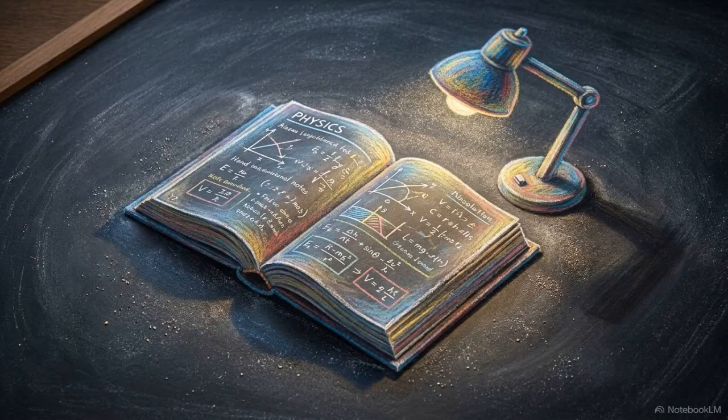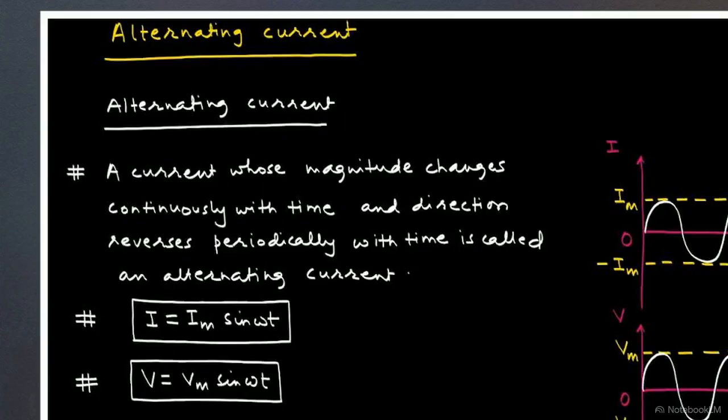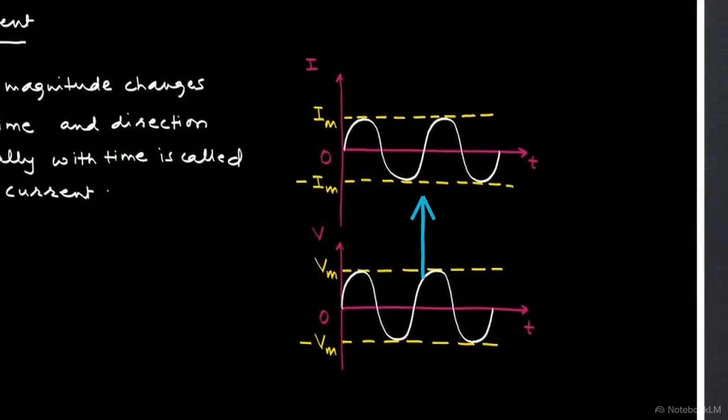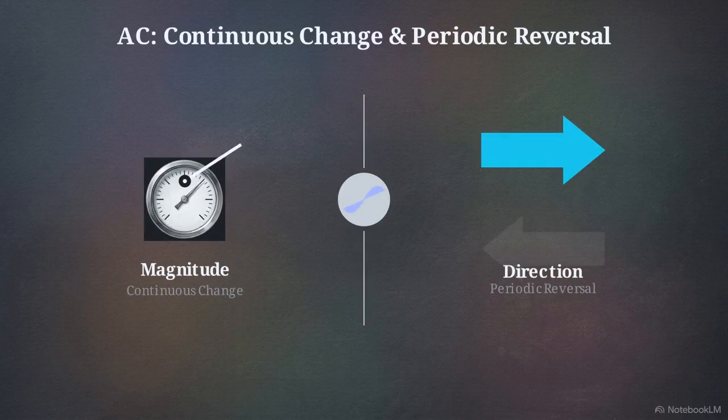To see how this infrastructure works, we first need to define what this oscillation looks like in formal physics. These foundational notes lay out the rule. An alternating current is defined as a current whose magnitude changes continuously with time and whose direction reverses periodically with time. The power level is never static, changing every millisecond, and the flow of electrons must flip backwards. These two constraints, continuous change in pressure and periodic reversal in direction, are intrinsically linked, creating a highly predictable system.